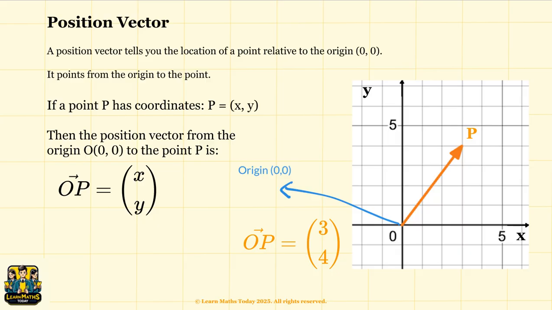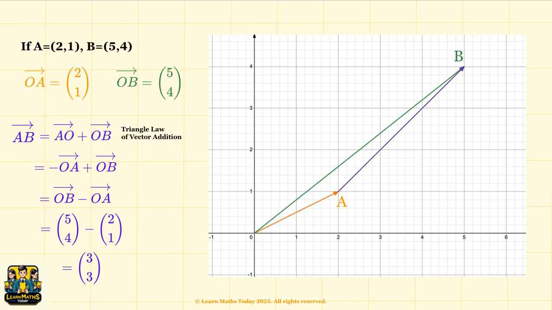A column vector tells you how far in which direction to move. A position vector tells you the actual location of a point starting from the origin. Both are written in the same form. That's why it's important for us to understand the context.